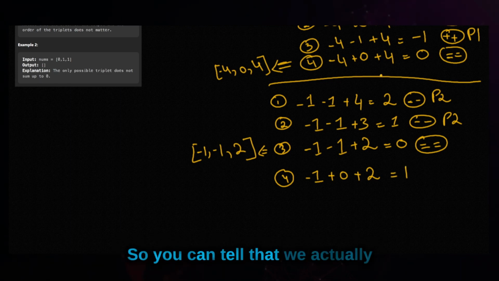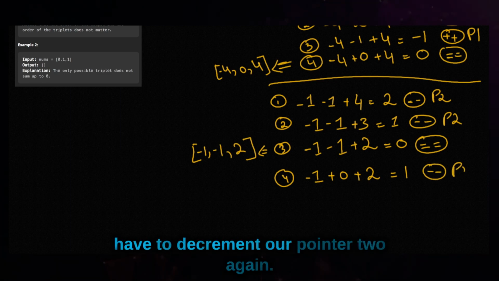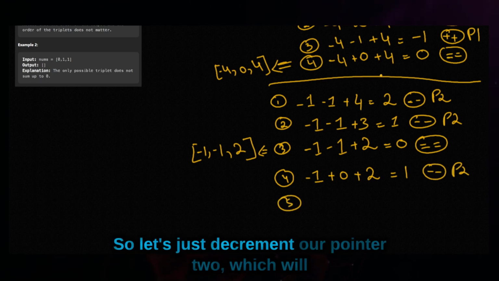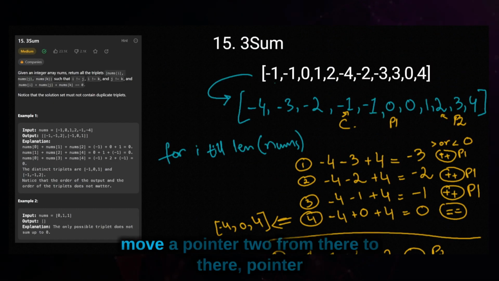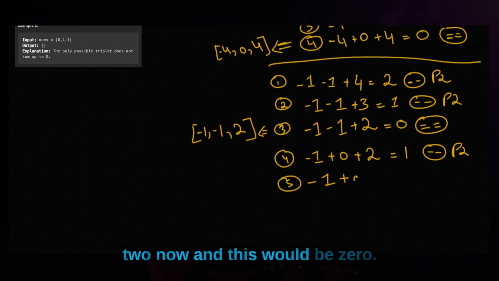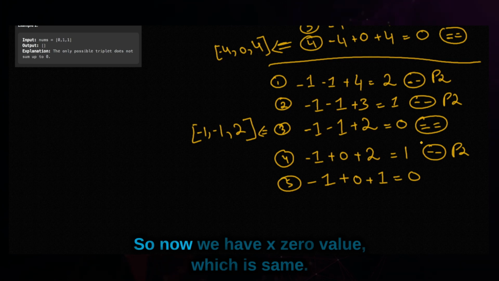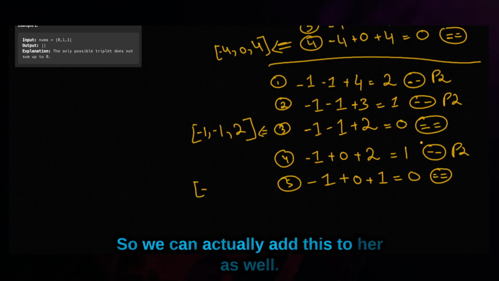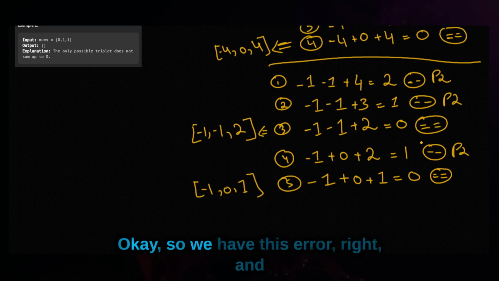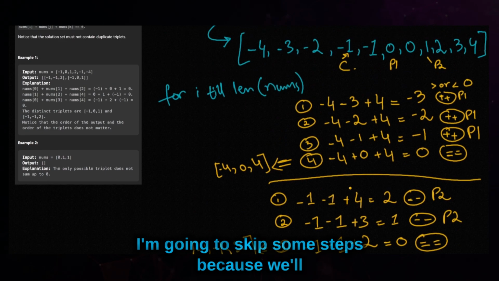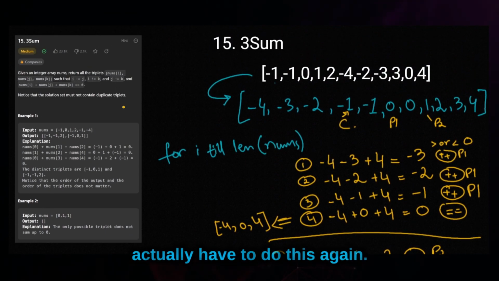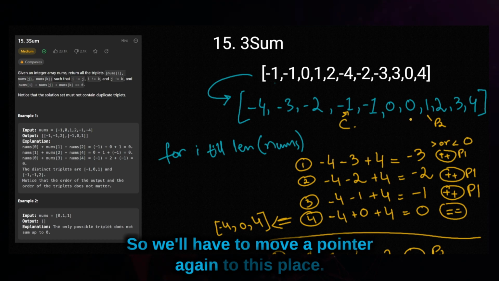So you can tell that we have to decrement our pointer 2 again. So let's decrement our pointer 2, let's move it from there to there. It's pointer 2 now, and this would be 0, so now we have a 0 value, which is the same, so we can add this here as well. Okay, so we have this array, right? And I'm going to skip some steps because we'll have to do this again. So we'll have to move our pointer again to this place.